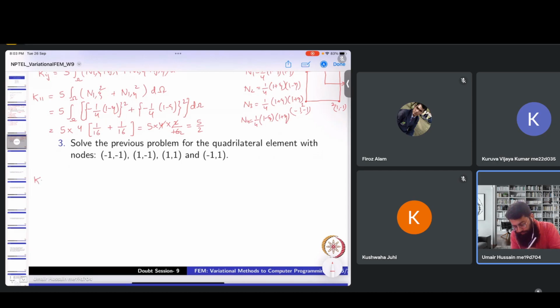Then what's k12? Can anyone help me here? Would anyone like to try? Okay, let's do different terms this time. Sorry. I hope my audio is clear, right?